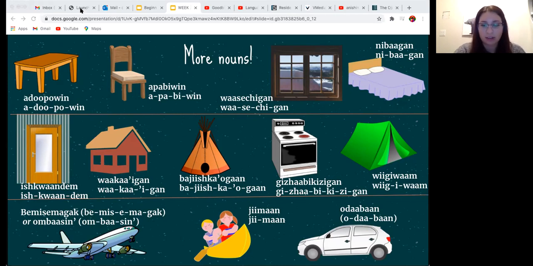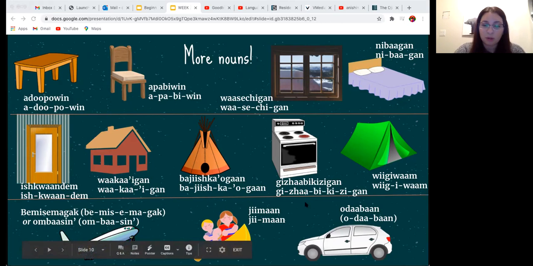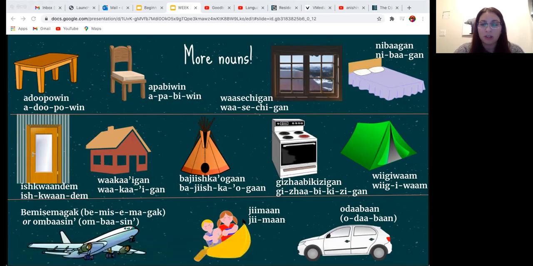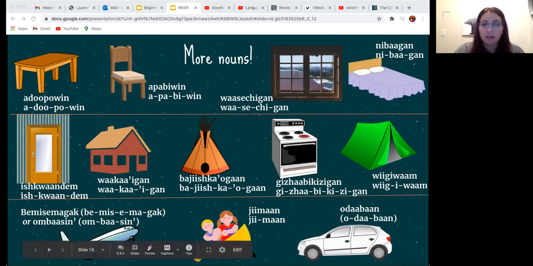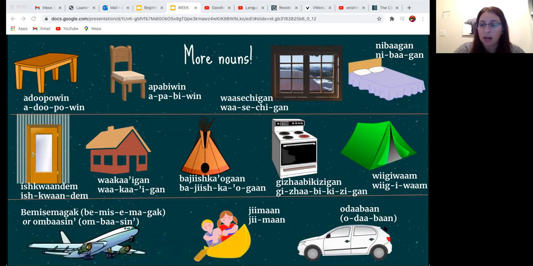All right, so this is a boat or canoe. So jiman, jiman. Car, odaban, odaban.